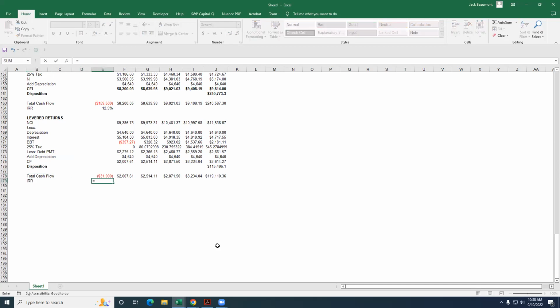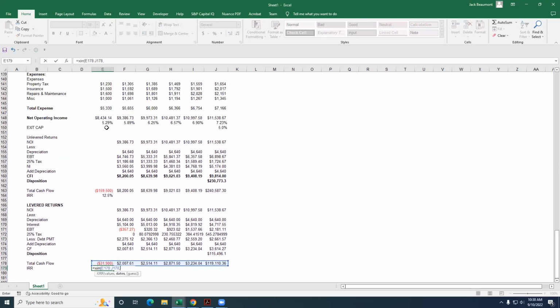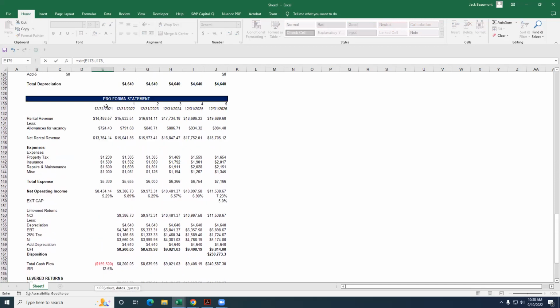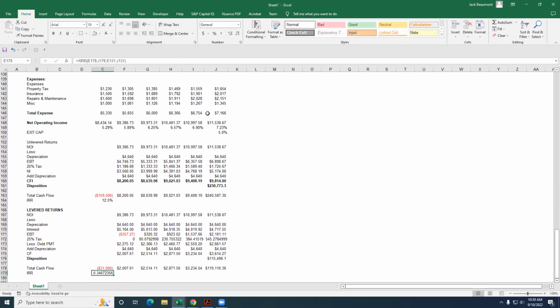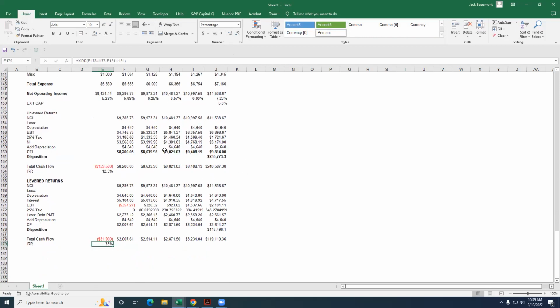So the IRR equals the XIRR, and the dates are here. So look at that. 35% return compared to a 12% return.